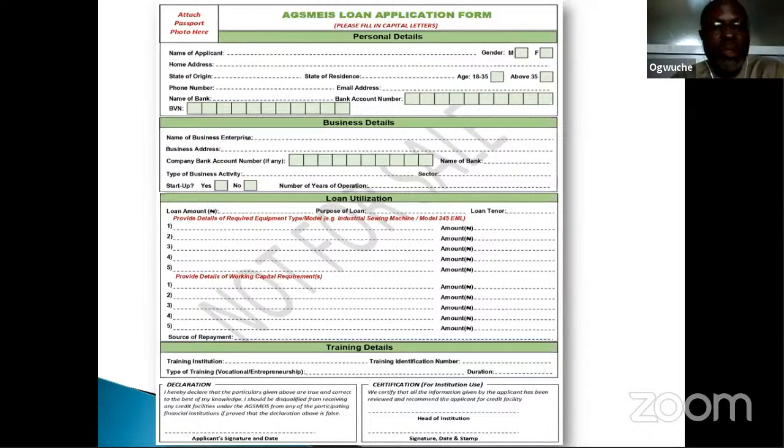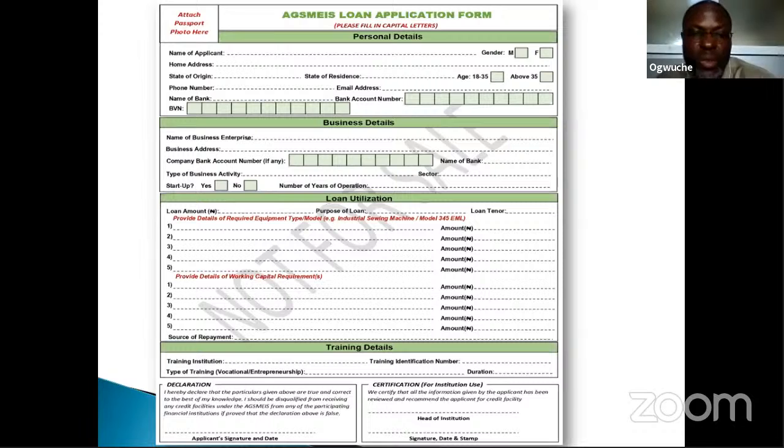Then business details, name of business enterprise. If you have a registered company, you give us. If you don't, you still go ahead to give us the name of the business, the way you want to register it, whether it's registered or not, you indicate. So if you don't have a registered company, but we insist that you give us a name, you can simply say David Oluseyi Ventures or Oluseyi Farms or something like that, okay? You have to give us a business name.